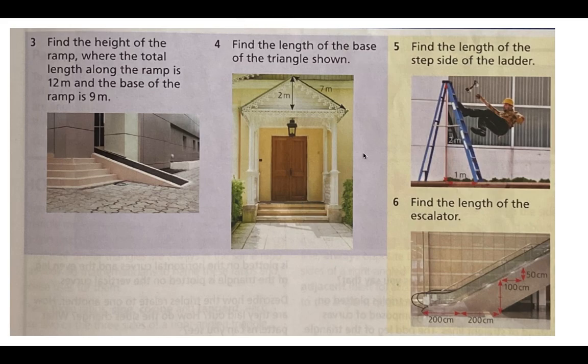So take a look at this one. You're asked to find the length of the base of the triangle shown. So does this triangle look familiar to you? As you can see, it's very obvious, it's an isosceles triangle. So if this is 7 meters, then this side will be 7 meters as well. Okay, and then you can imagine this 2 meters long, it will be perpendicular to the base.